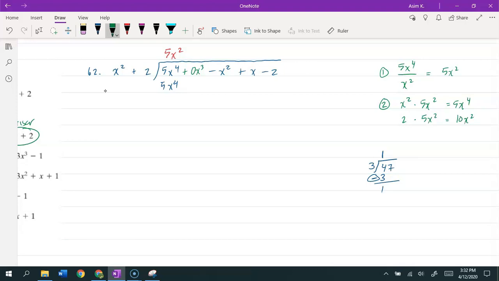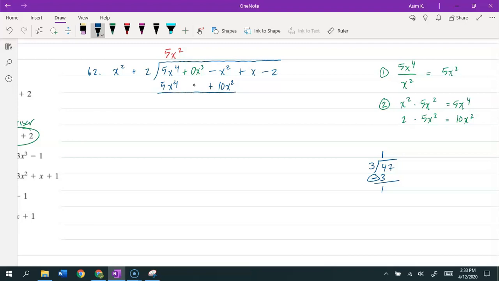So when you have 10x to the power of 2 as your answer to that piece, where exactly does that go is a really important question. Because it's 10x to the power of 2, you write it underneath the x to the power of 2, like this, right? So be careful. Don't write it underneath the 0x cubed. That's just a placeholder.